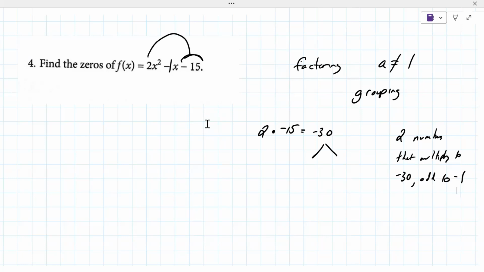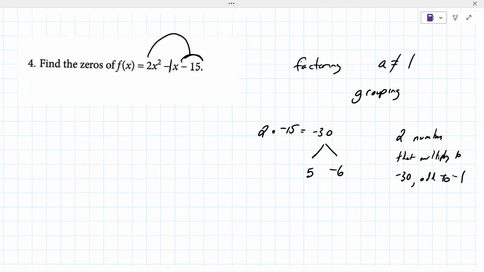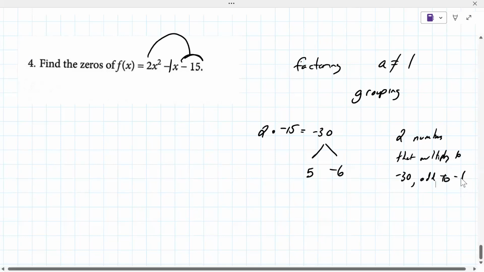Not really. Okay, so I'm gonna give them to you. It is 5 and -6. 5 times 6 is 30, so one of them has to be negative. And then you're deciding, was it -5 and 6 or 5 and -6? Well, they have to add to -1. So what does that mean? Well, they're one apart, -1 apart here.